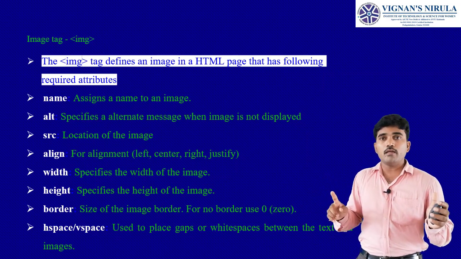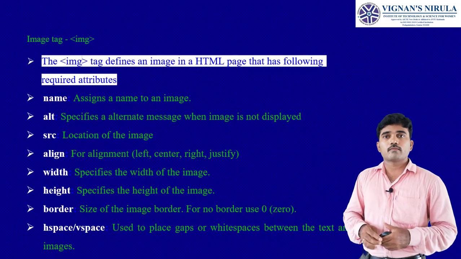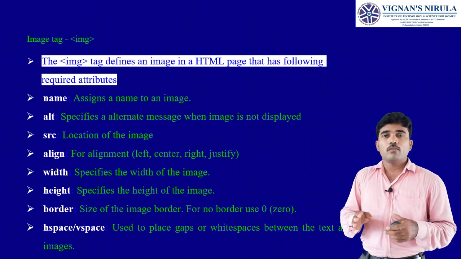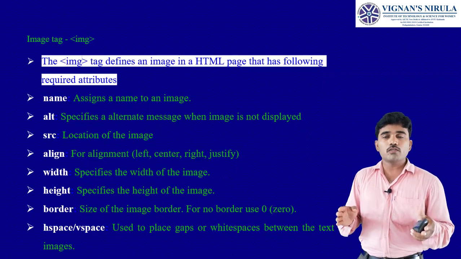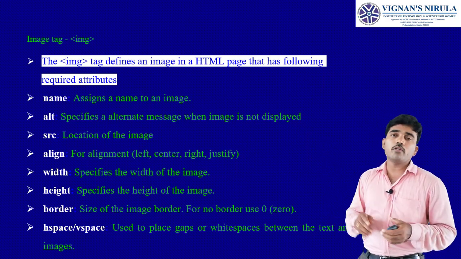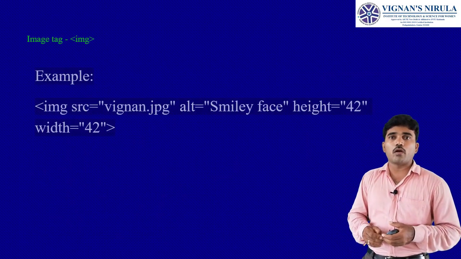But which one is mandatory among all these attributes? You need to mention the location of the file, the location of the image. That SRC attribute is mandatory. Understand? So see the example now.